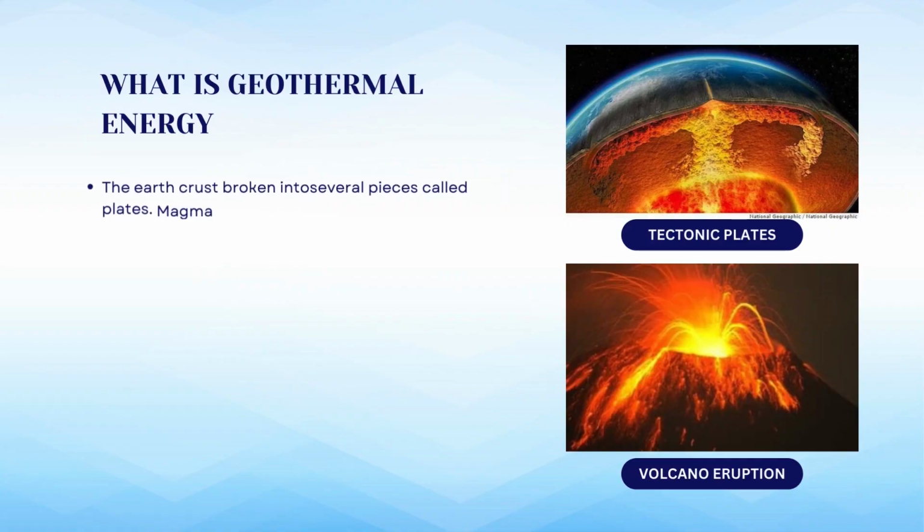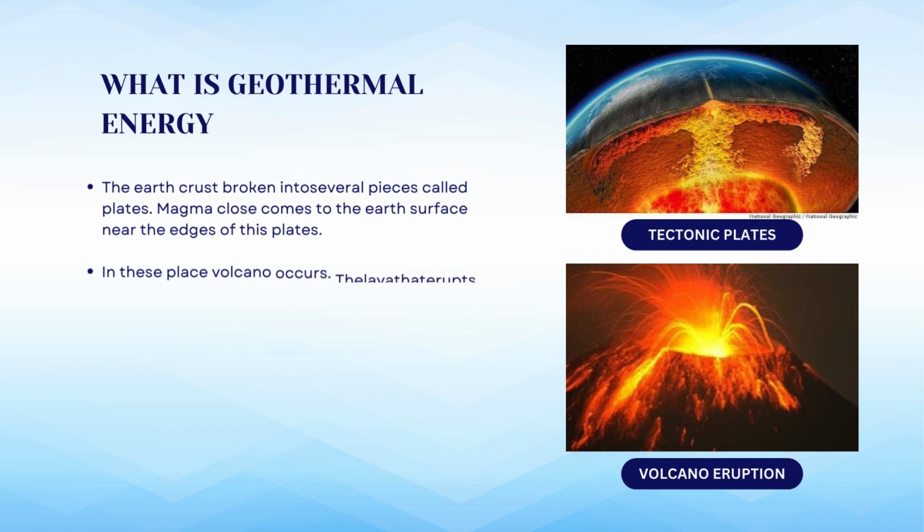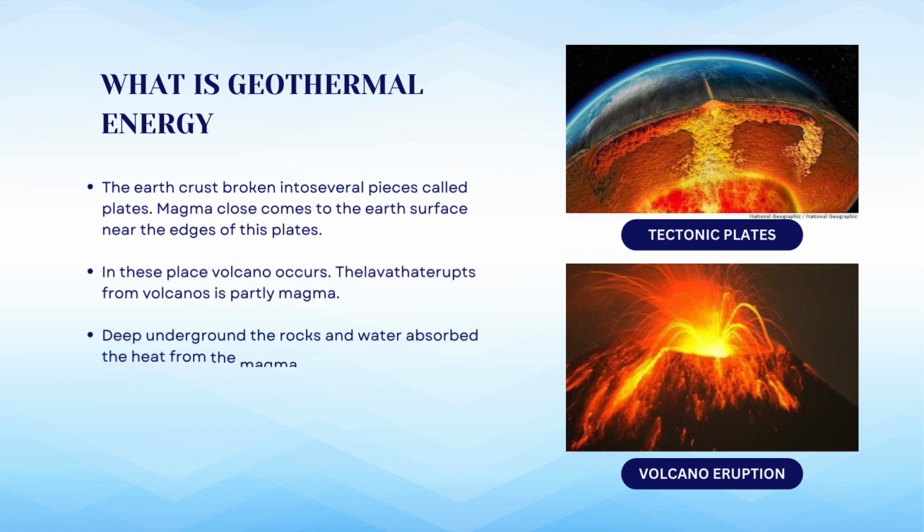What is geothermal? The earth's crust is broken into several pieces called plates. Magma comes to the earth's surface near the edges of these plates. In these areas, volcanoes occur. The lava that erupts from the volcano is partly magma. Deep underground, the rock and the water absorb the heat from the magma. The temperature of the rock increases with depth. This diagram shows volcanic eruptions from the inside of the core coming out of the earth's crust.